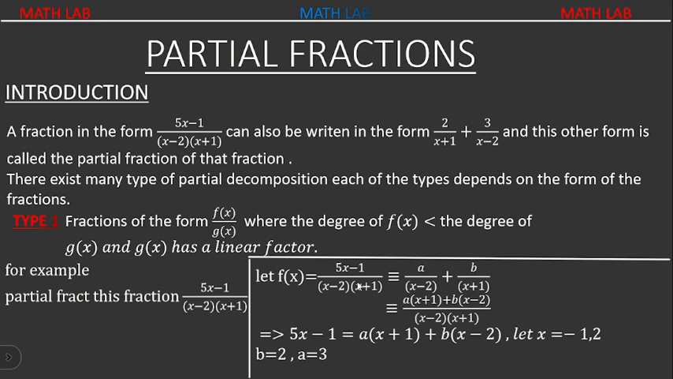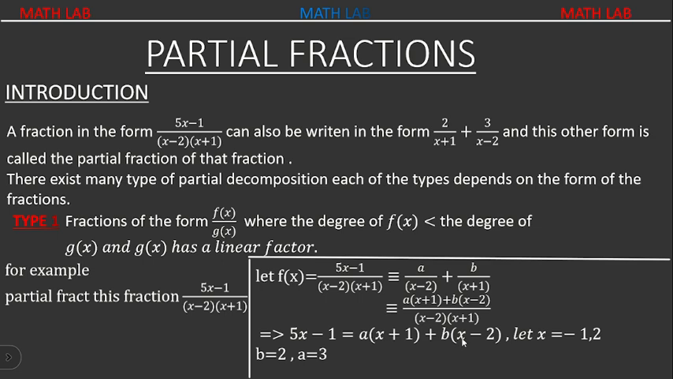Now we realize that the denominators are the same, and if the denominators are the same and these two fractions are equivalent, we just have to equate the numerators. So this implies that 5x minus 1 equals A times (x plus 1) plus B times (x minus 2). Now for this particular case, without wasting too much time, you can let x be equal to negative 1 and 2. If you let x be equal to negative 1, you see that A will be eliminated, because it will be negative 1 plus 1. That gives 0, A is eliminated.